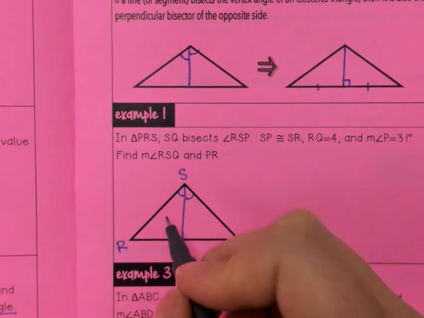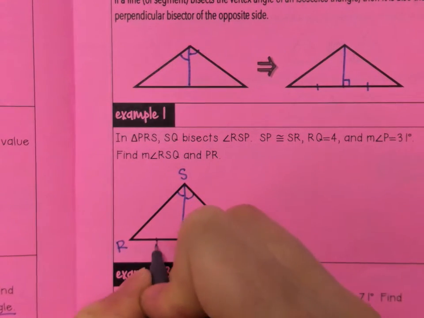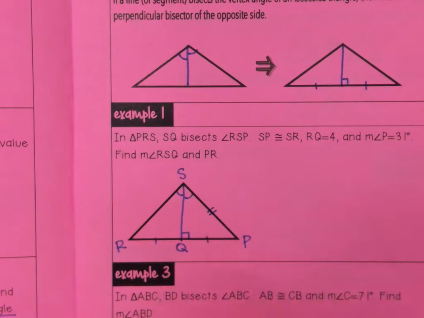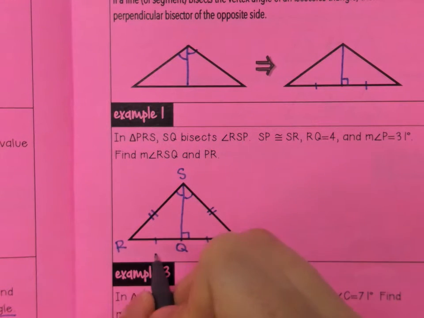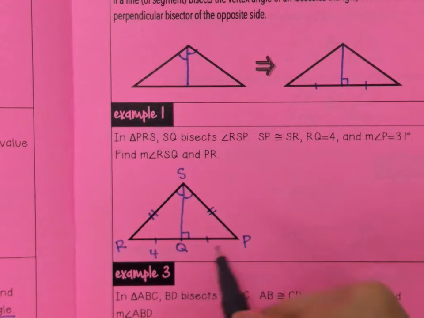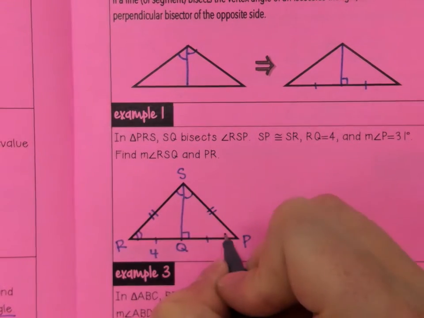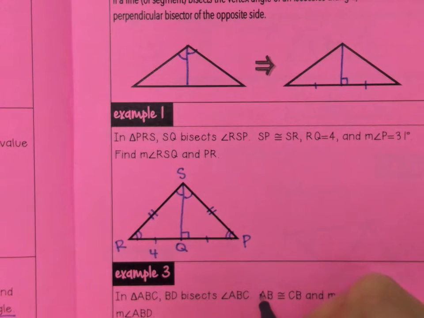So if it looks like this, then I know I can also draw this on my picture. We know SP is congruent to SR. We're going to draw a different number of tick marks on SP and SR. We know RQ is 4. If these two sides are congruent, then my angles are also congruent, so I'm going to mark them congruent. And P is 31.